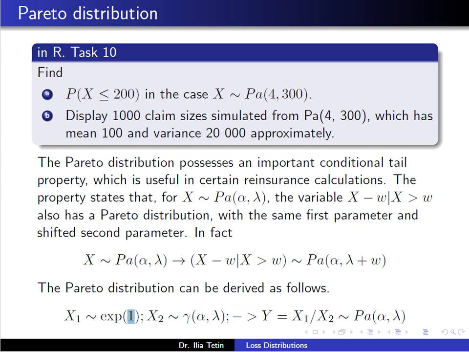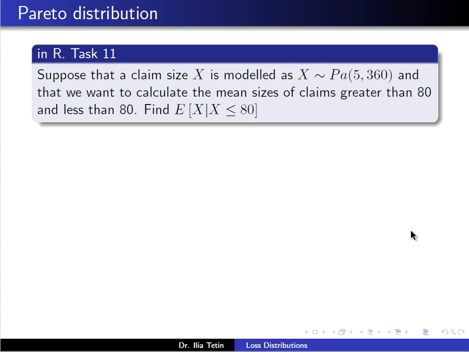Okay, so now let's move on to the task. This task is about modeling the claim size with certain parameters of the Pareto distribution, and we want to calculate the mean sizes of claims greater than 80 and less than 80. Again, you have to read very carefully what is stated, not just greater than 80, but this is the conditional property. It is greater than 80 and less than 80. So X given that X is less than or equal to 80, this is just how to express this text in a mathematical way. Okay.